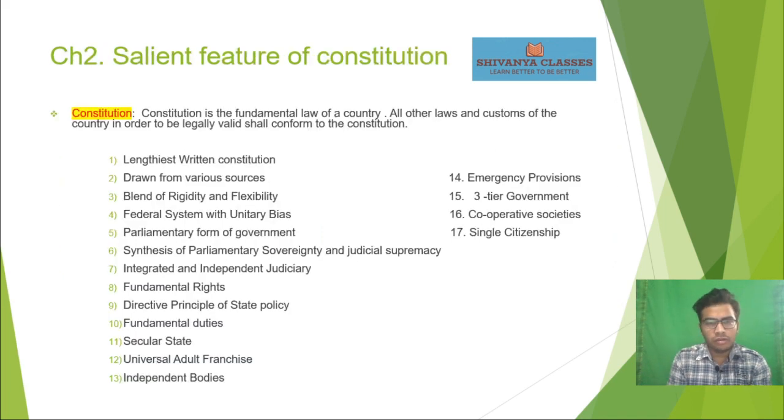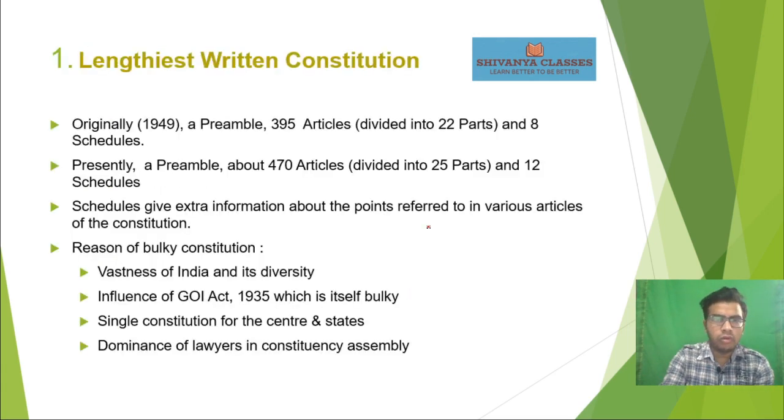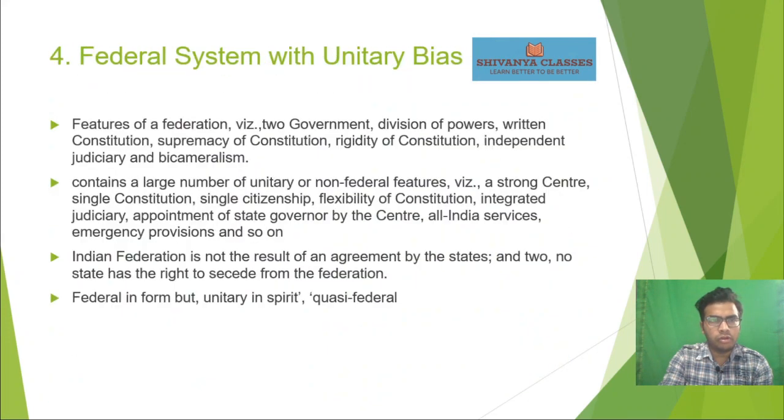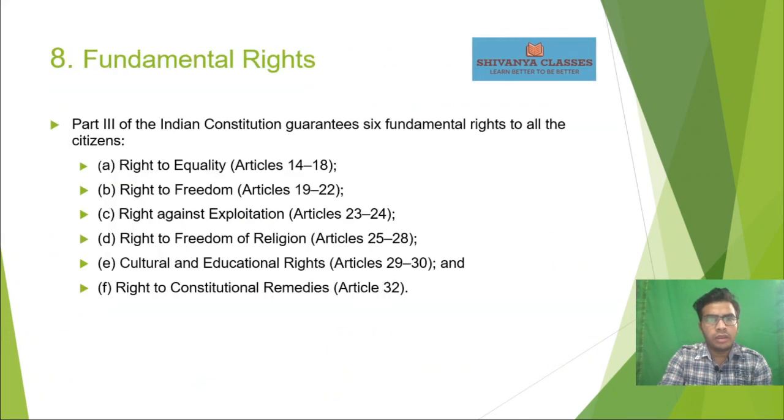In the salient features, there are 15-16 salient features of the Indian constitution. We have already covered 7 things. So in this class we will cover the remaining things. Okay, let's go to our starting point for today. As you know, we have already covered 7 salient features. The next salient feature is our fundamental rights.